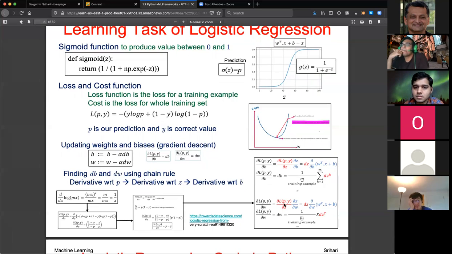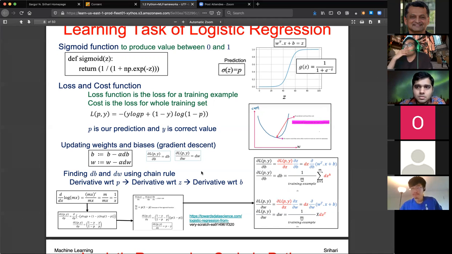In all of these boxes, it's about how do I compute this derivative of L with respect to B. And we use chain rule to find dB and dW. So you may remember the chain rule of calculus. So dy by dx, for example, can be written as dy by dz times dz by dx, right? That's the chain rule of calculus.